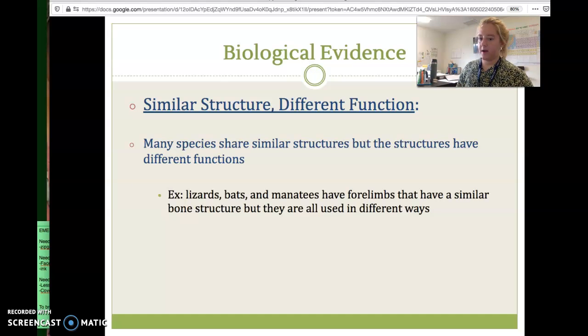So we also have things that are similar in structure but different in function. Many species share similar structures, but they have very different functions, like lizards, bats, and manatees all have forelimbs, but with similar bone structures. So they have the phalanges and the ulna and the radius, but they all are used in very different ways.